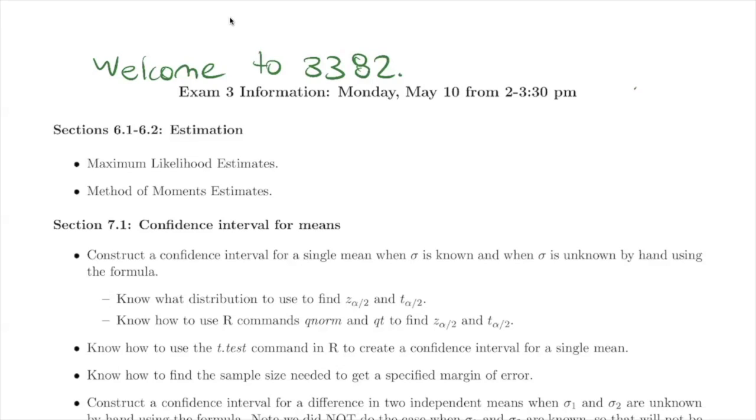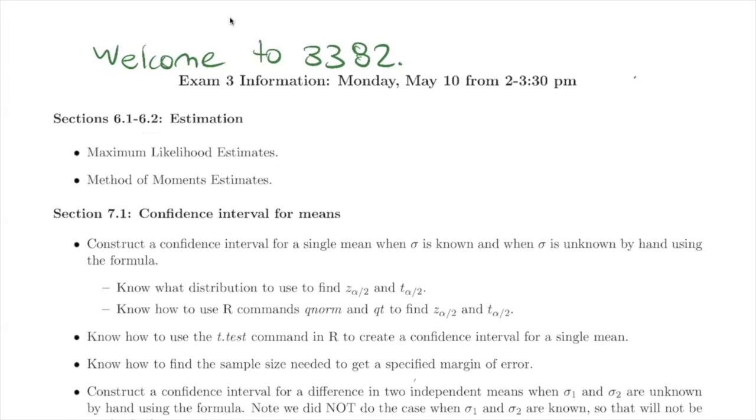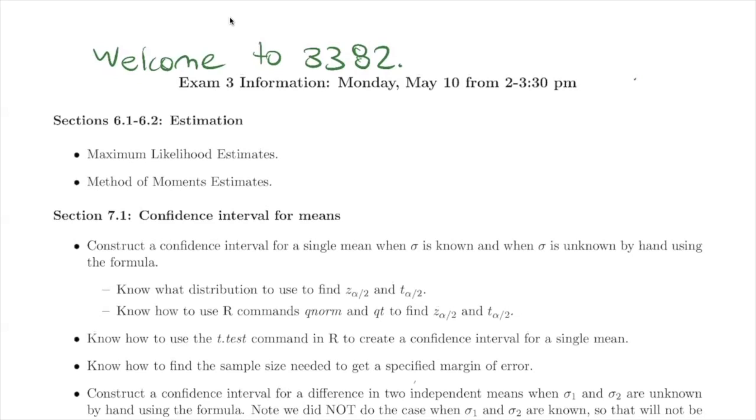So exam 3 is going to be on Monday. Just be sure you've got the right date and time. It's going to start at 2. It's going to be on Zoom in the usual room here. And it's going to be about as long as the previous ones. So it's not a final exam. It's going to be on chapters 6, 7, and 8. So it'll be first part multiple choice, second part show your work. Same sort of format as the previous ones.